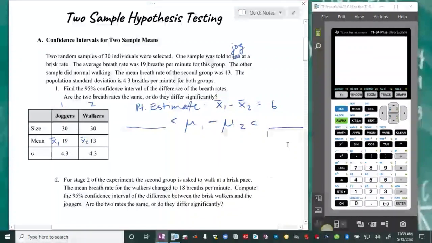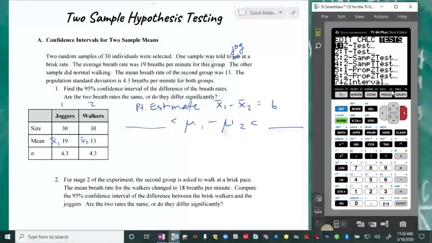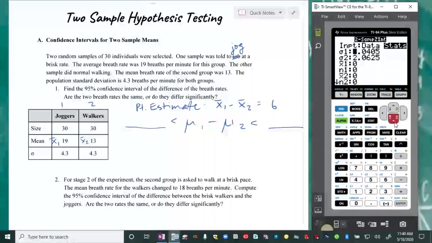I'm just going to put this right into my calculator. So I'm going to go to Stat and then over to Tests. We're looking for now a two-sample interval. As I move my way down here, the intervals start at number 7 on my calculator, and there's the two-sample Z interval. So I'm going to choose that two-sample Z interval. I do have statistics, and I put my values in. I've got 4.3 for both of my standard deviations.